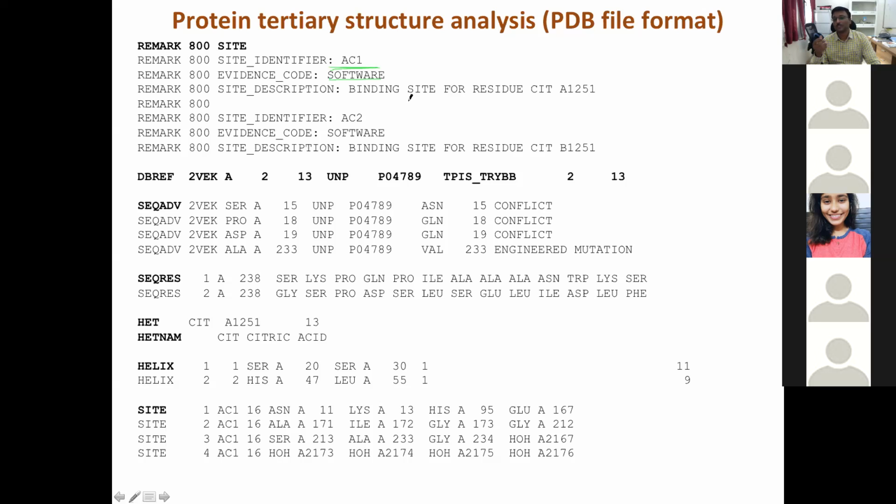So suppose I'm solving the structure of a DNA. When I'm solving the structure of a DNA, DNA cannot be a heteroatom, because the structure I'm solving is for a DNA. So the DNA will be the main compound that you are solving the structure for, and anything else bound to it will be called a heteroatom. In this particular case, this is citric acid, and this is the heteroatom that is bound to the protein.